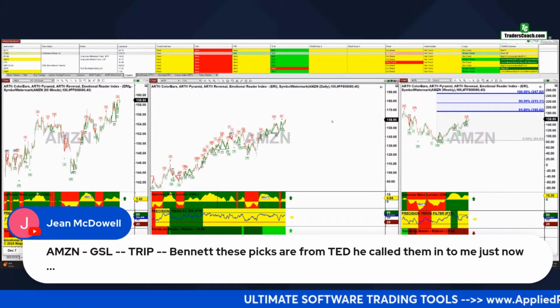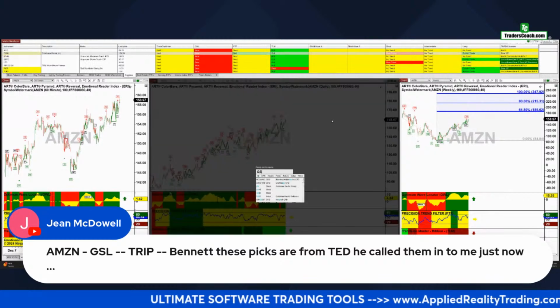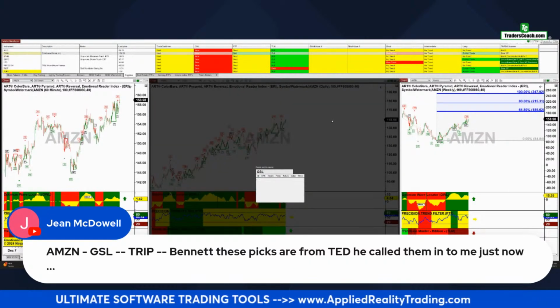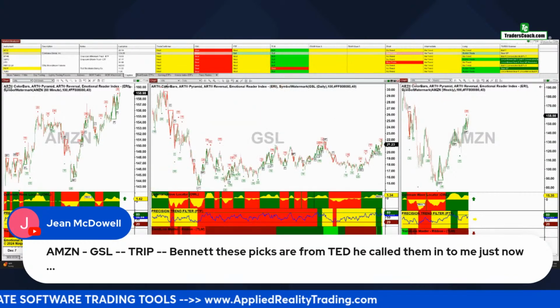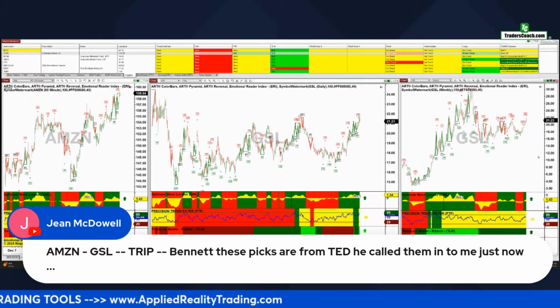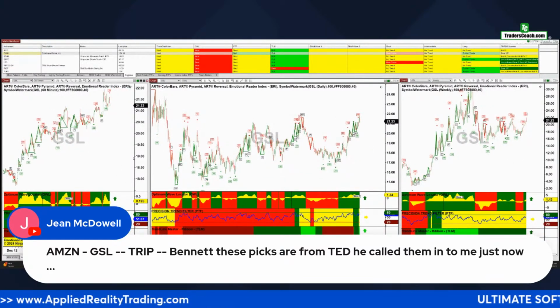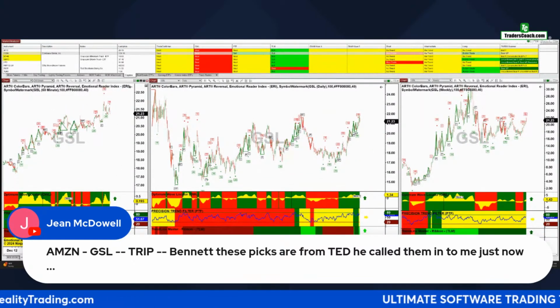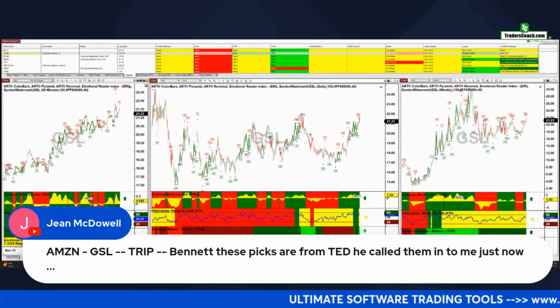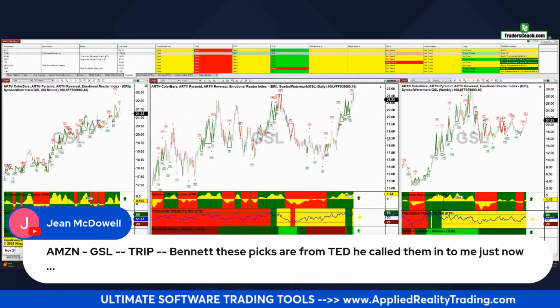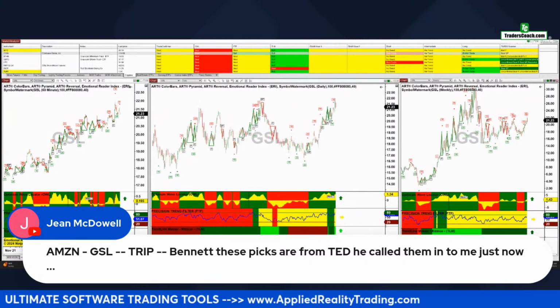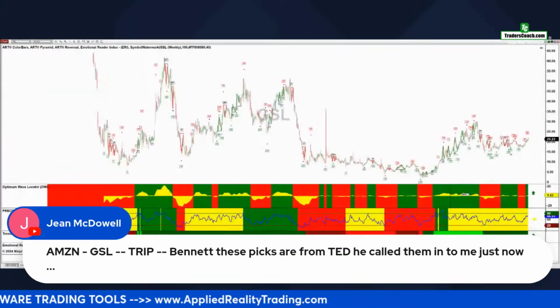All right. Good. Let's take a look at your next one. GSL. All right. Again, not so bad. Okay. I see no red PTFs on any of the time frames. I see a nice move off this bottom here that's been underway really since December. The long-term look, let's open that one up.